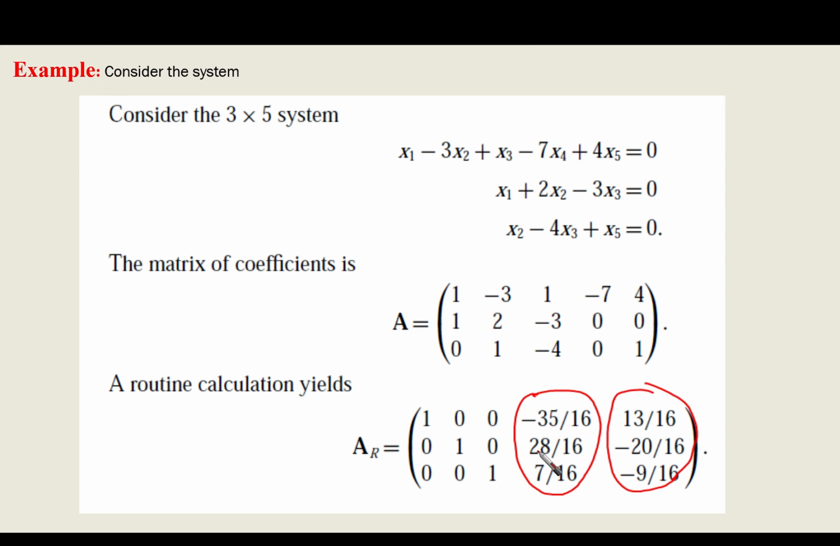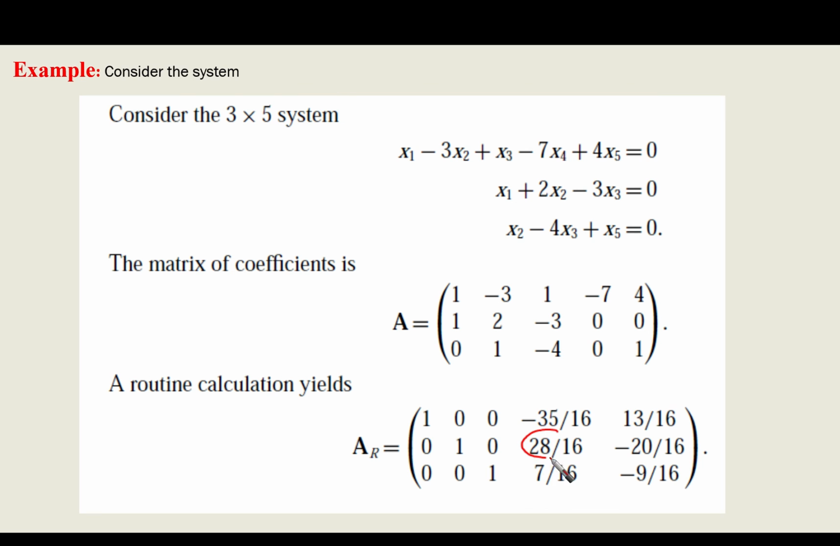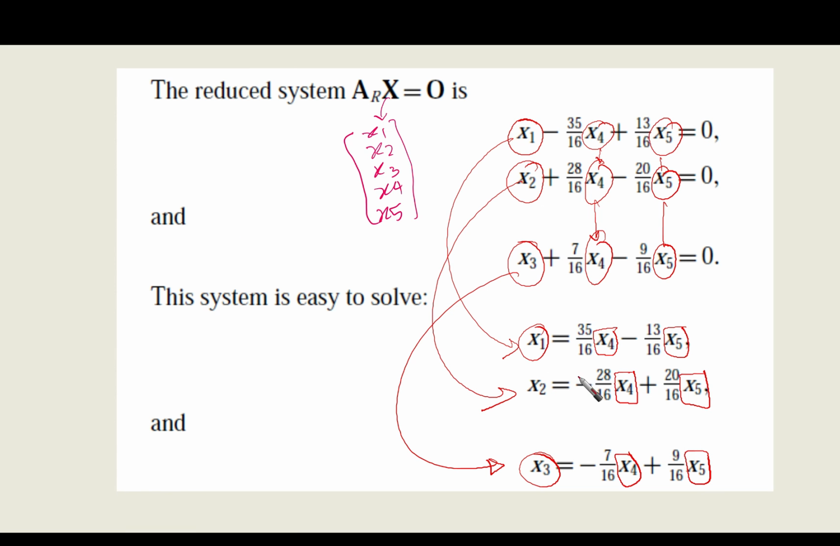Okay, so I can put it easy for you. For example, I can put x1 minus 35 over 16 times x4. Remember, this is related to x4, this is related to x5, plus 13 over 16 times x5 equal to 0, right? And similarly, I can put the second equation, x2, in a similar fashion reading from these two. So x2, we can put it like this, x2 plus 28 over 16 times x4, as we said here x4, here x5, and minus 20 over 16 times x5 equal to 0.